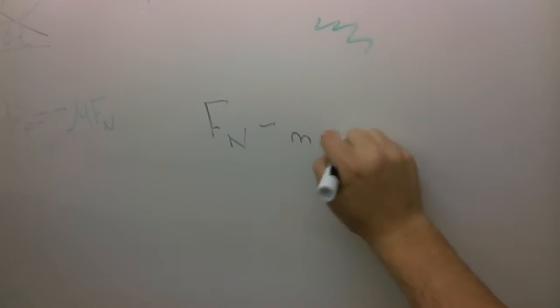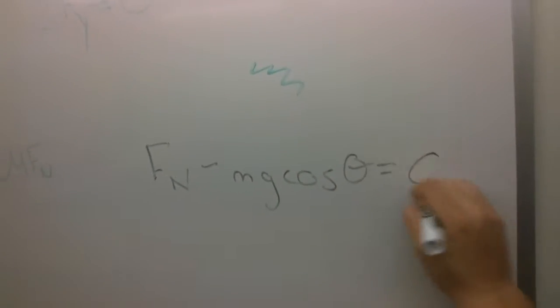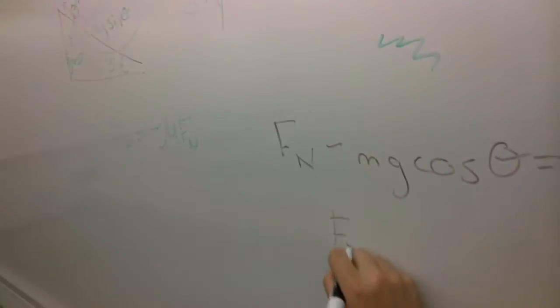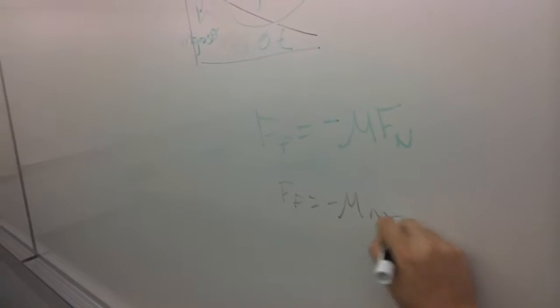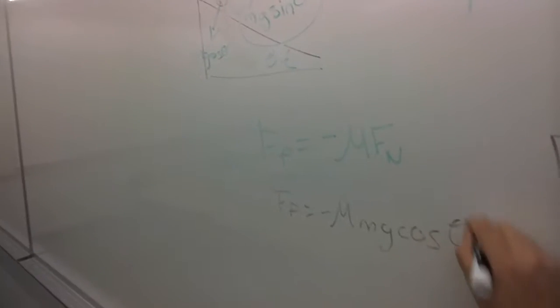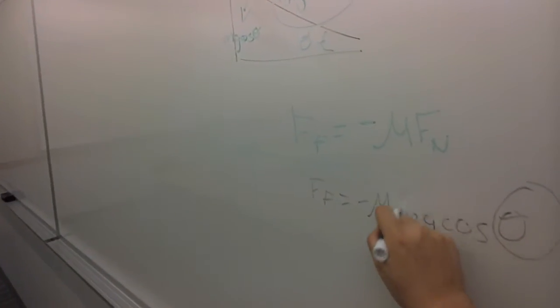Not sure. So let's try to write it up. Markers are dying on me. So like I just said, Fn minus mg cosine theta equals 0. They're equal, exactly. So if they're equal, then you can just bring this over here, right? So the force of friction is also influenced by the angle and the mass. So you see how those two relate to each other?